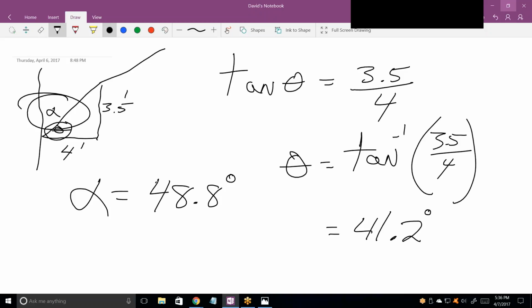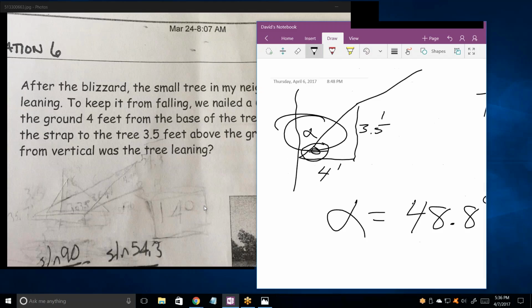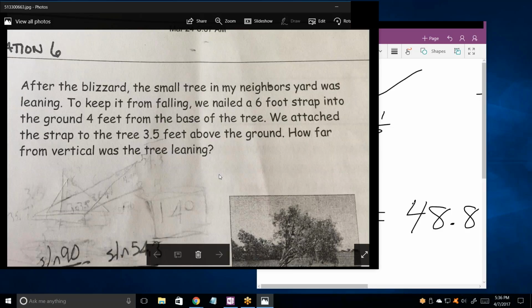And I believe that's what they meant. Sometimes it's hard to interpret these paragraphs. In other words, why did they say it was a 6-foot strap? I don't get that. Yeah, that seems redundant. Well, it seems like it's thrown in there to intentionally confuse you. It's not just redundant, it's irrelevant. If the strap was attached to the tree 3.5 feet above the ground, then the only distance that matters is 3.5 feet, not the fact that the strap was 6 foot long.